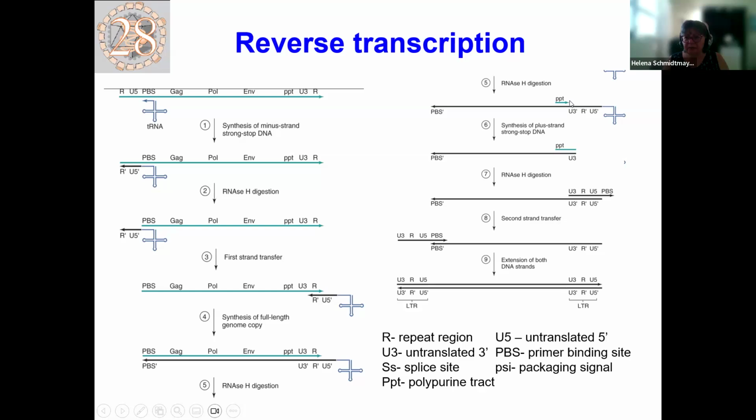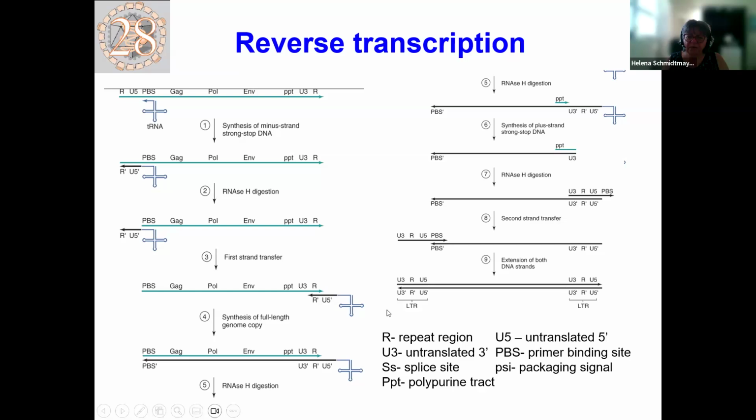This one is protected from degradation and further serves as a primer for synthesis of the complementary DNA. You recall, so it goes through U3, R, U5, and PBS. So now the short plus strand strong stop DNA needs to switch template again, but it has this PBS region which would anneal to the 5' PBS and synthesize complementary DNA.